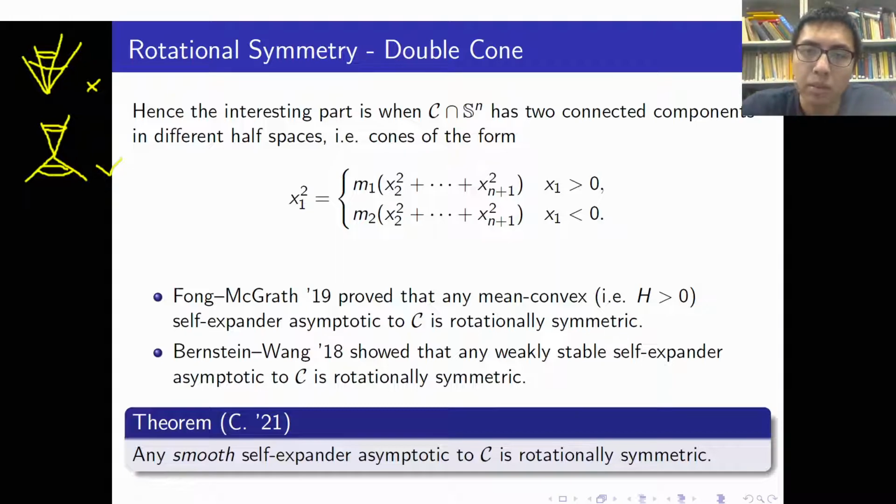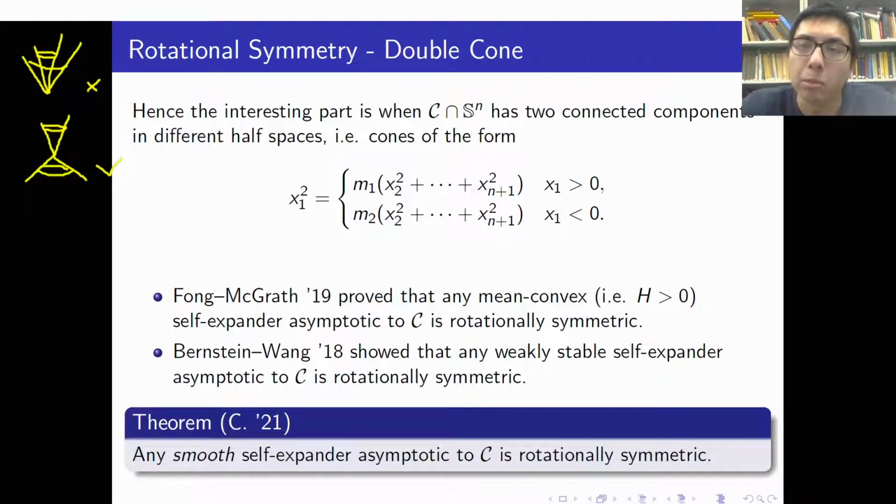in 2021, with a rather short argument, is that any smooth self-expander asymptotic to C is rotationally symmetric. This is based on a different method, which everybody probably knows, the moving plane method, that we'll be talking about in probably the second video. And so we show that any smooth self-expander asymptotic to C is rotationally symmetric.